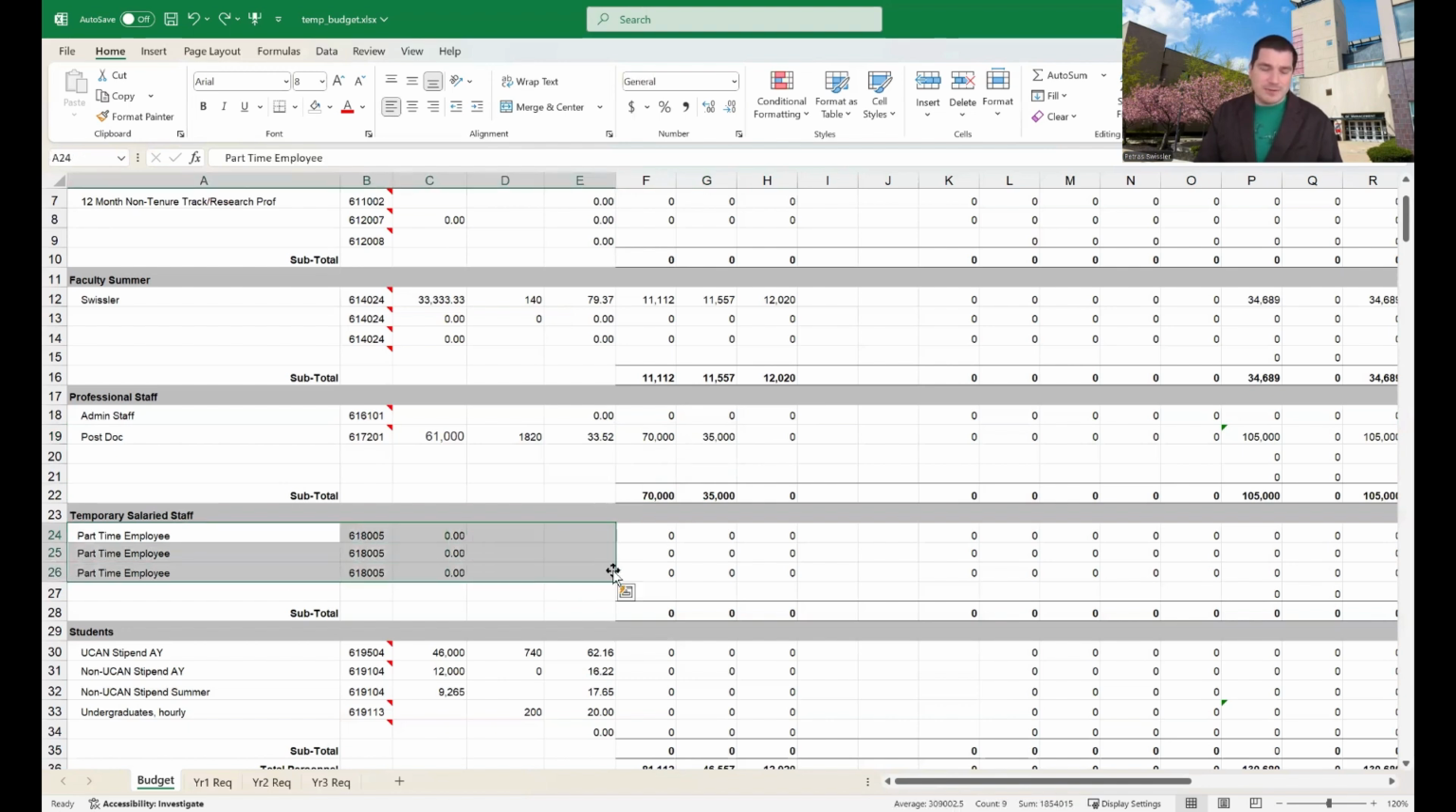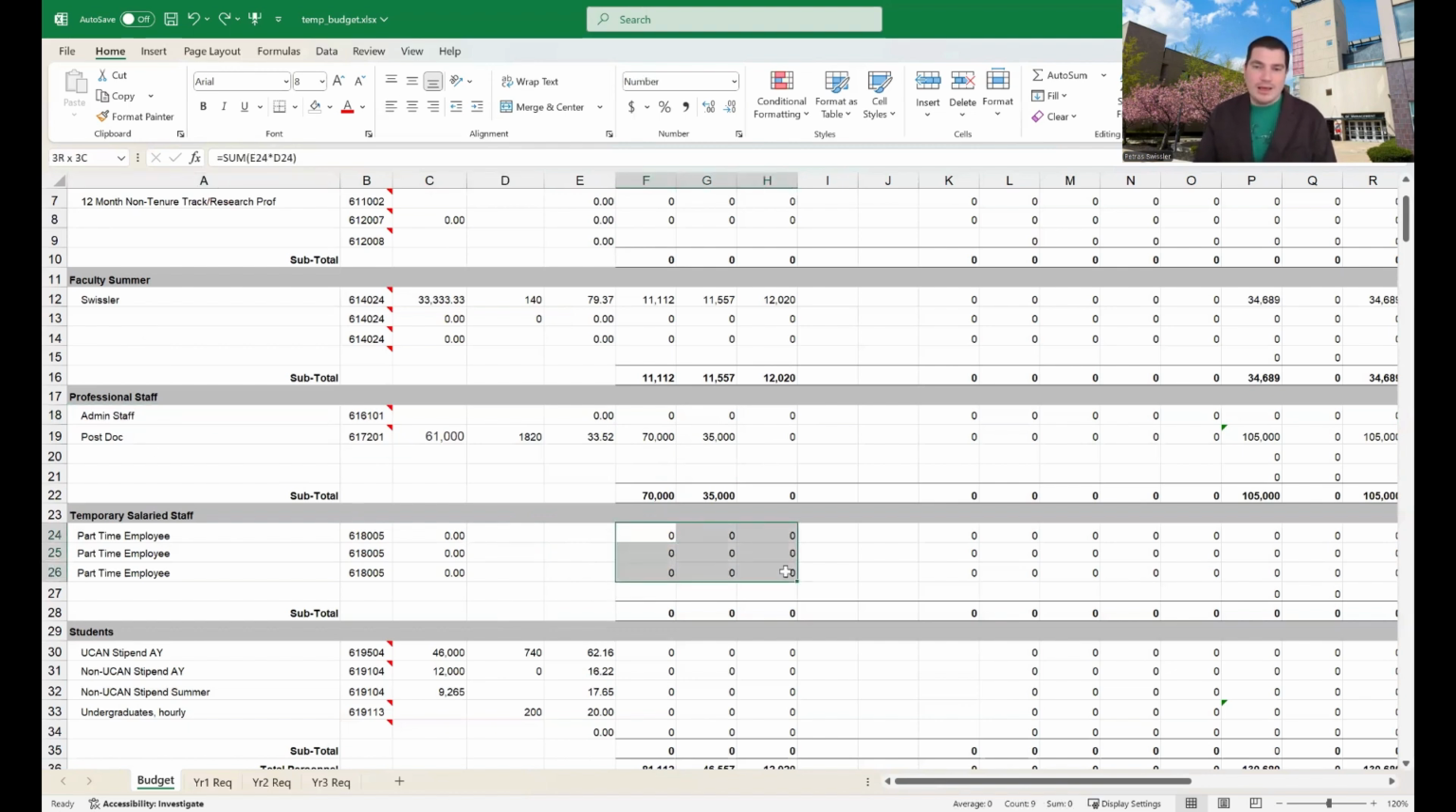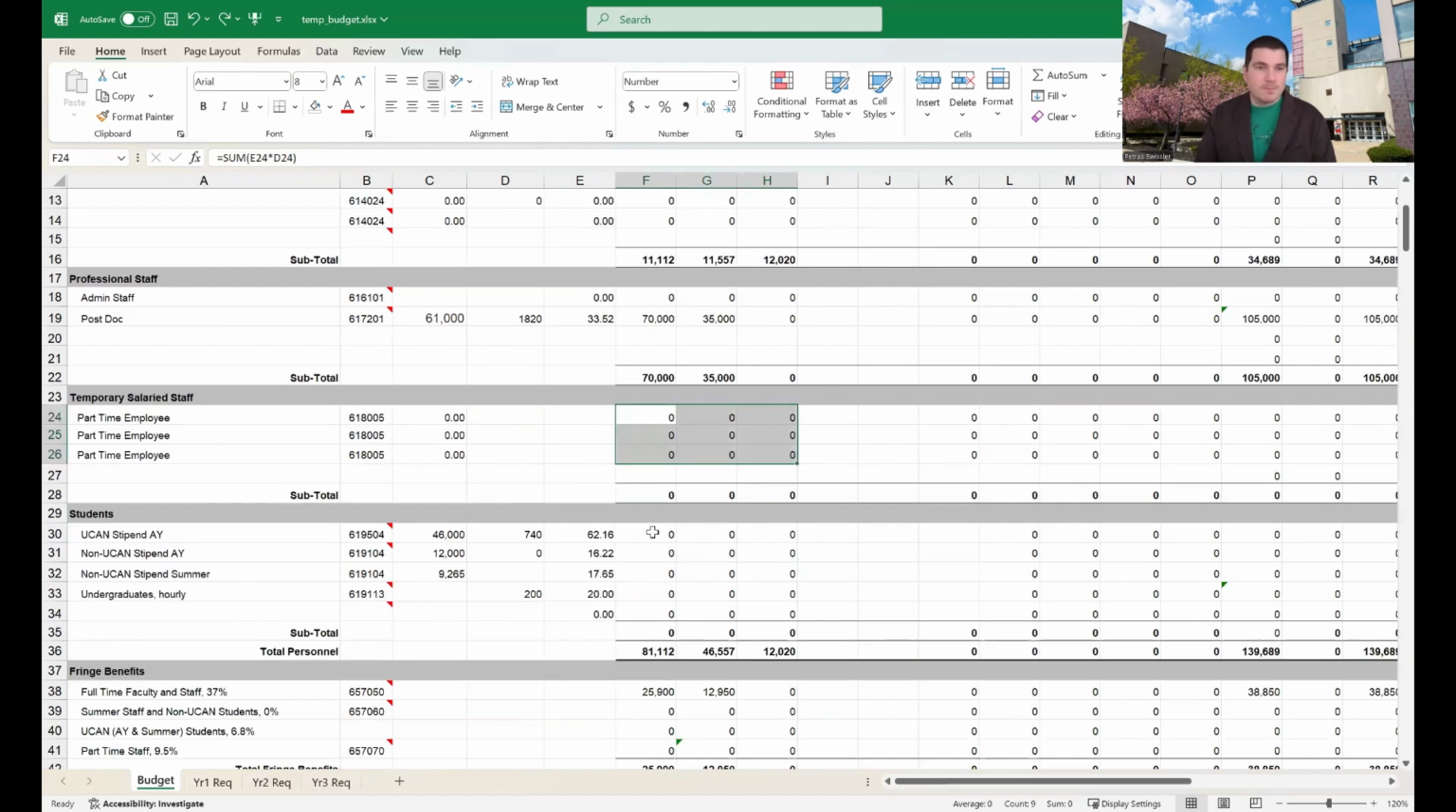Temporary salaried staff. This is going to be everyone from kind of lab managers to kind of the administrative staff if they're not full time. So I don't think I've ever asked for anyone here.